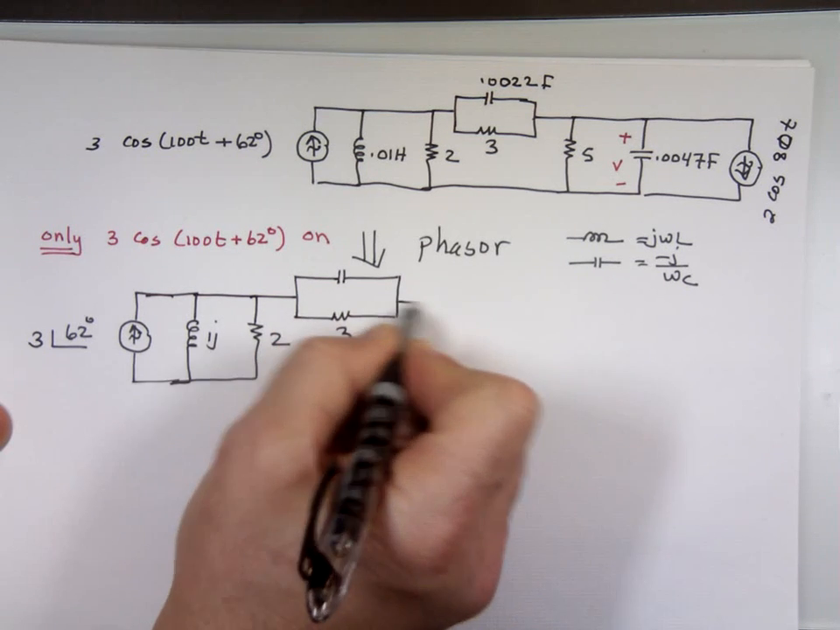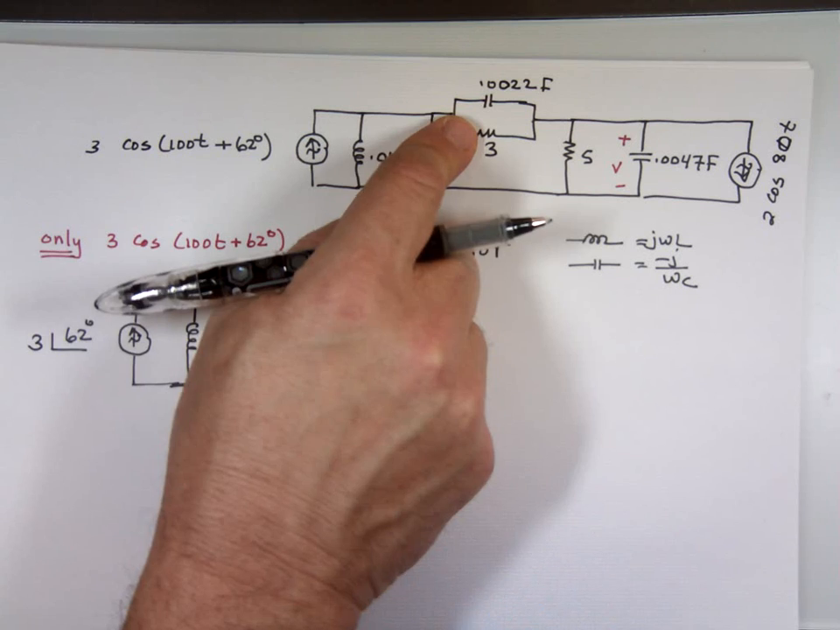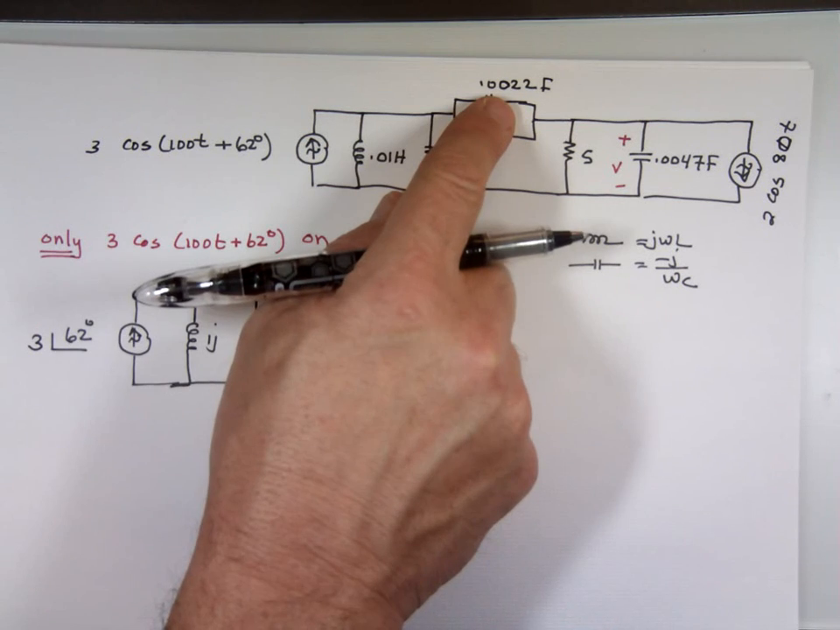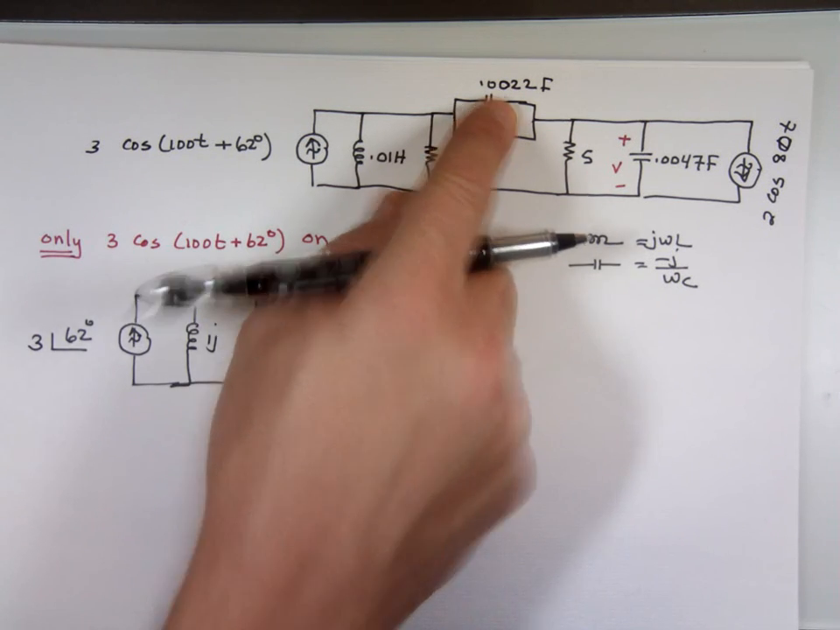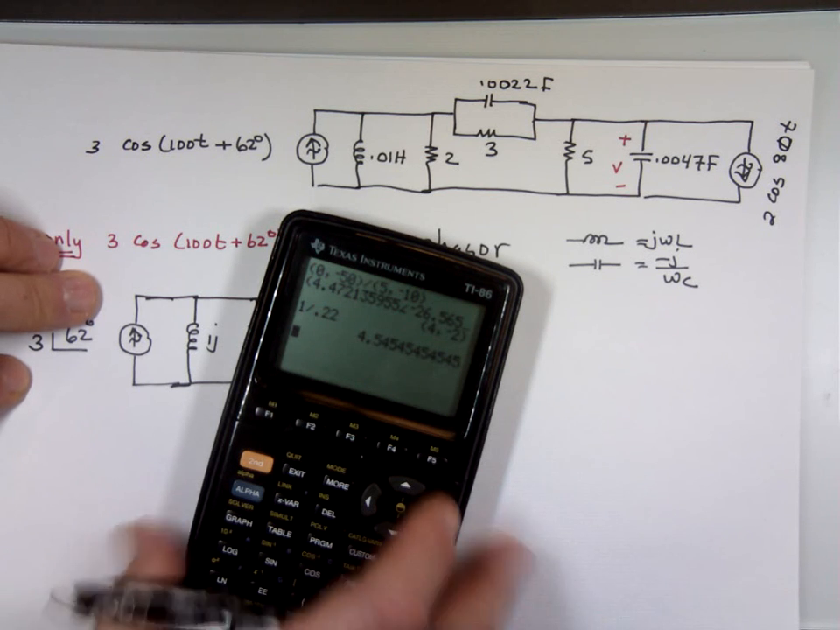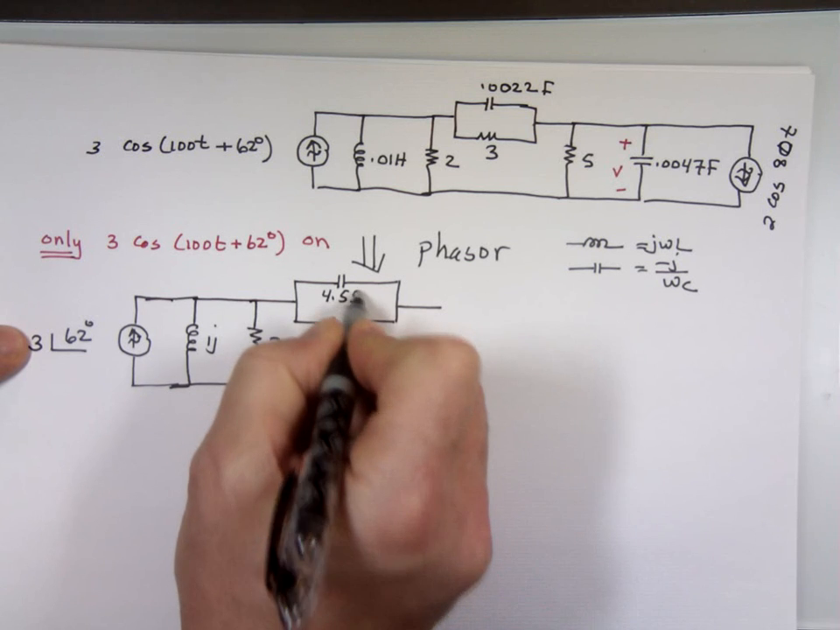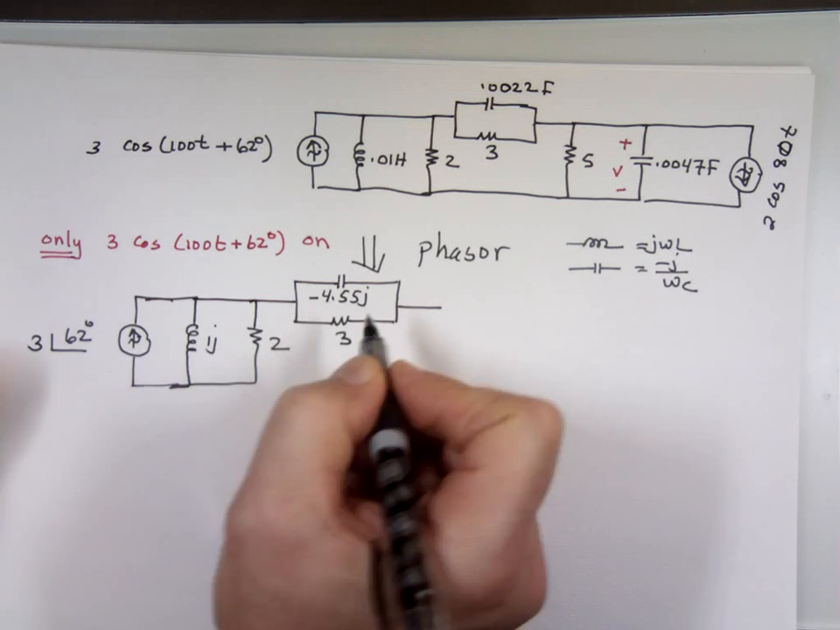Negative j over omega C. What is 1 over 0.22, right? What's 1 divided by 0.22? I got 4.55 maybe, with the minus. Negative j over that number.